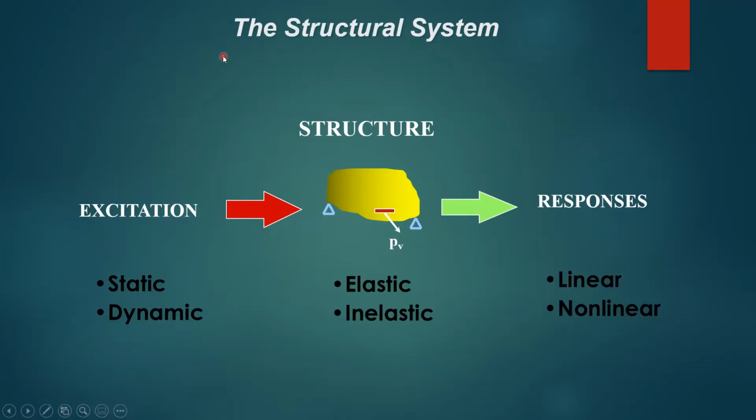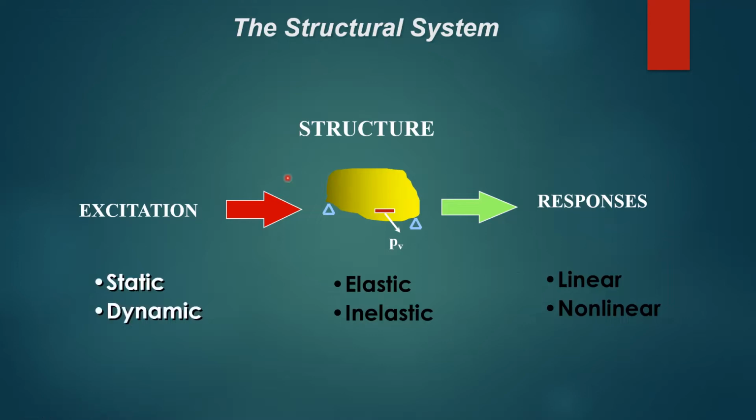Okay, now the structural system. Again, the simplification of the structural system. We go from static. The excitation can be static. It can be dynamic. Okay, this building will be excited under static load or dynamic load, and this structure will have a behavior elastic or inelastic, linear or nonlinear. See how we try to convert all this building into a starting point and ending point. Static, elastic, linear, dynamic, inelastic, nonlinear.